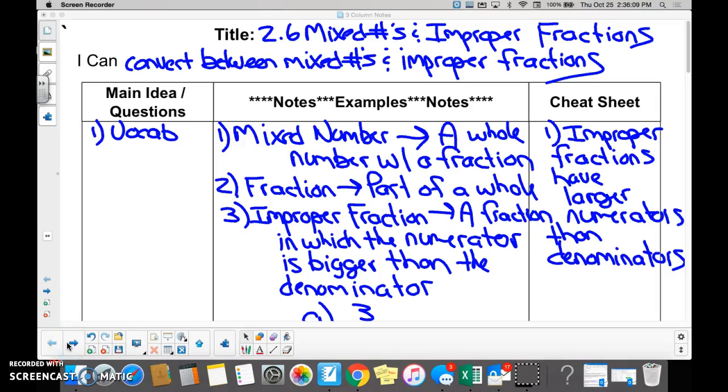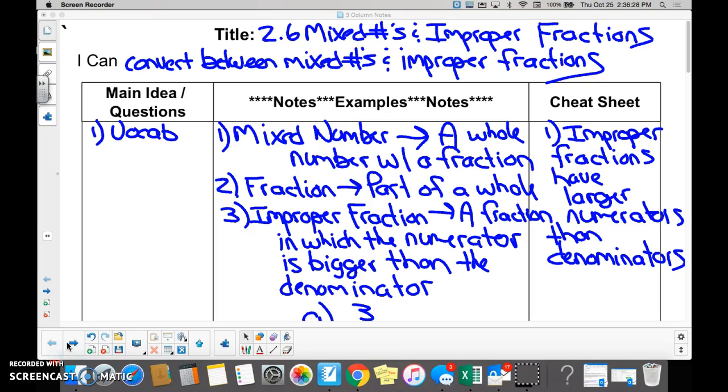2.6 mixed numbers and improper fractions. I can convert between mixed numbers and improper fractions. Did you say you're pretty capable of converting between the two now? Yes. The big thing we need to know is that a mixed number and an improper fraction are really two completely different things, right? Yes. But they can be equal to each other.